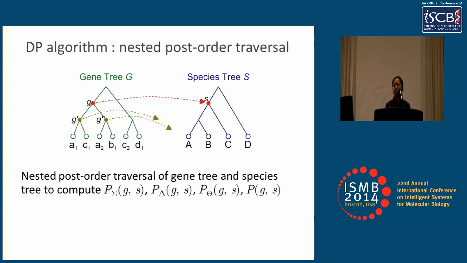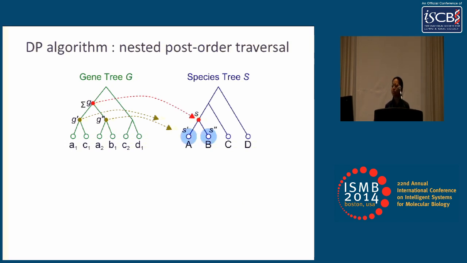So to compute these internal nodes, I'm going to go in nested post-order traversal of my 2 trees. And so in nested post-order traversal of the gene tree, consider all possible mappings to nodes in the species tree. And for each one of those, I'm going to compute these 3 different sets, P speciation, P duplication, and P transfer, and then use those to compute my P of G, S.